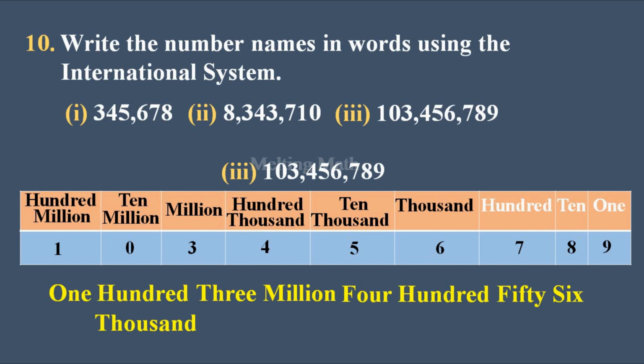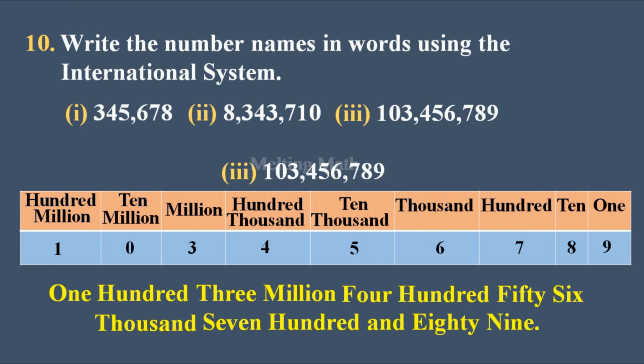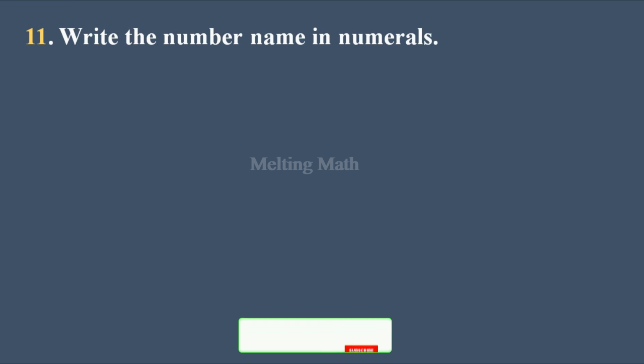Then 110 1 are comes under the ones period. So here 789 is there. So just write 789. Okay. So that's it. This is how we have to convert number into words. Okay. So that's it. Next, write the number in numerals.